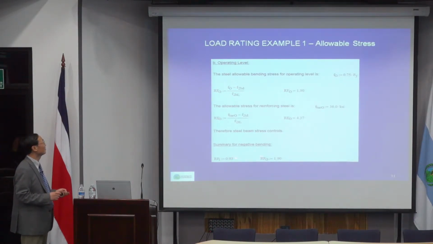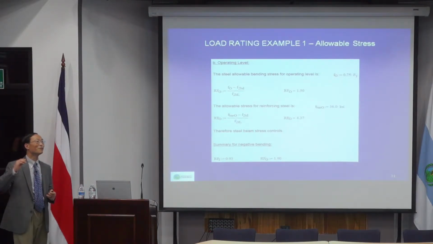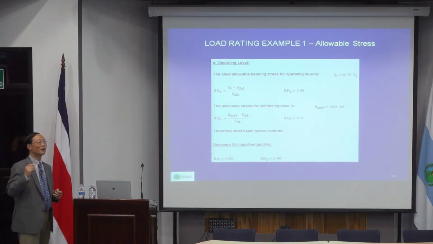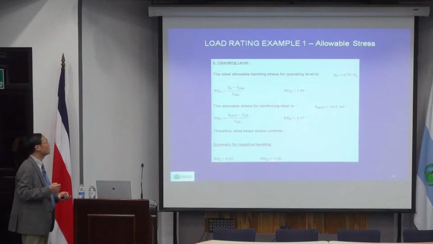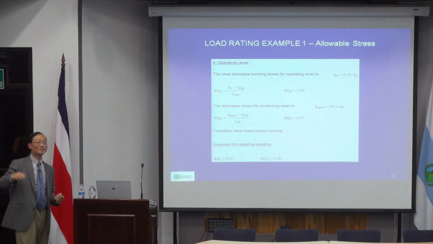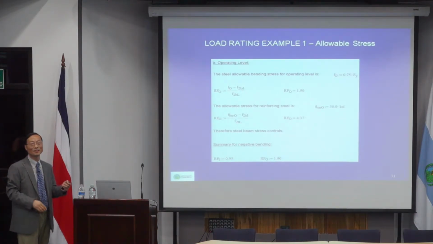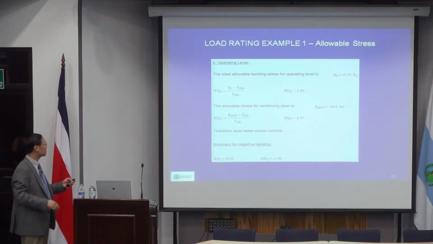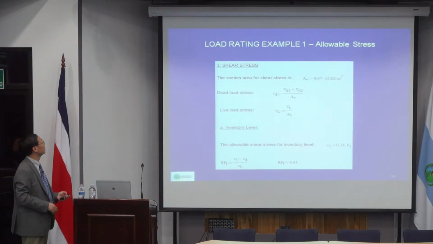Because the posting requirement or rehabilitation requirement is from inventory, it still has like 90% overcapacity, so you don't need to do a rehabilitation. That's why, from this, you will see why there are two levels. Once you have the second level, called operating level, the vast majority of bridges will not need to be rehabbed. Otherwise, it would be a disaster situation for finance.